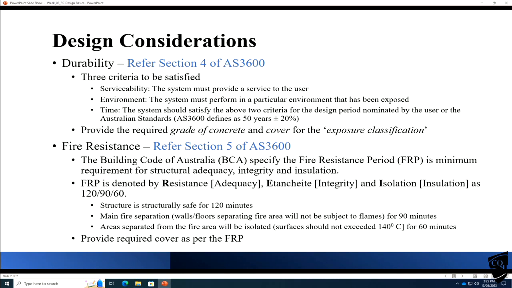So we can't use the same design for inland structures, something 100 or 200 kilometers from the coastal region. So we need to look at those things carefully. So the environment is another important aspect. The first one is our service loads, where the load comes from, and the other one is the environment.